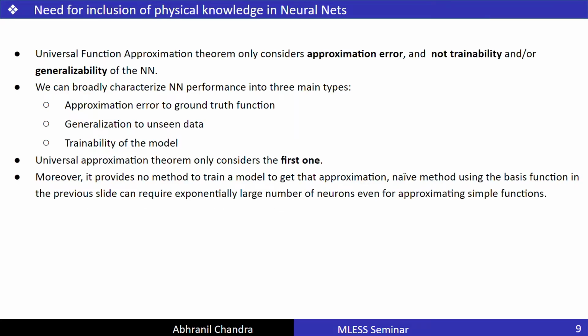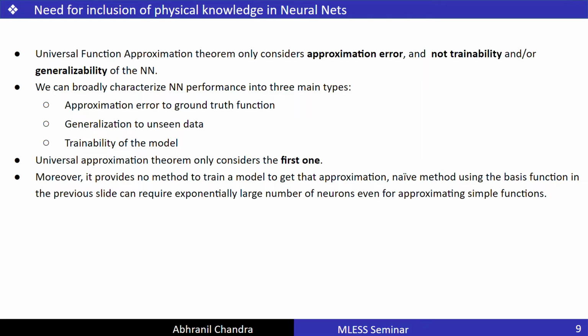The universal function approximation theorem only considers approximation errors, not trainability or generalizability of neural networks. Broadly, neural network performance is classified into three categories. First, the approximation error to the ground truth function, second, the generalizability to unseen data, and third, the trainability of the neural network. The universal approximation theorem only considers the first one. Moreover, it provides no method to train a model to get that approximation.